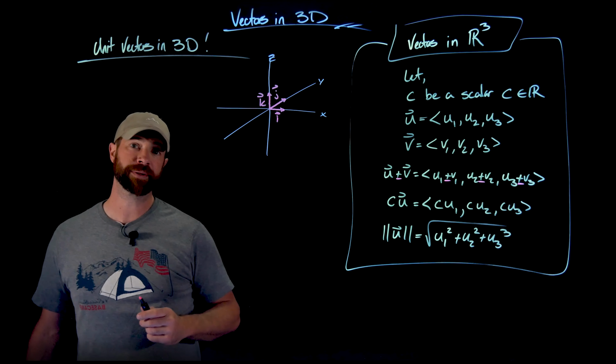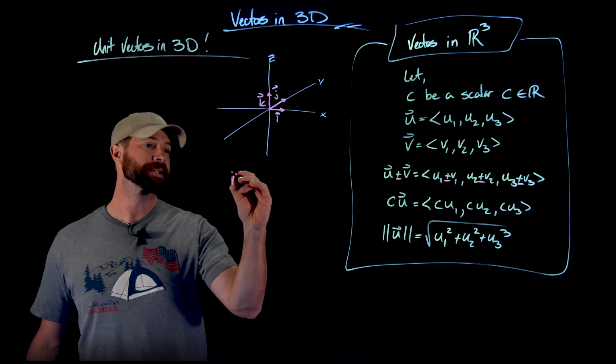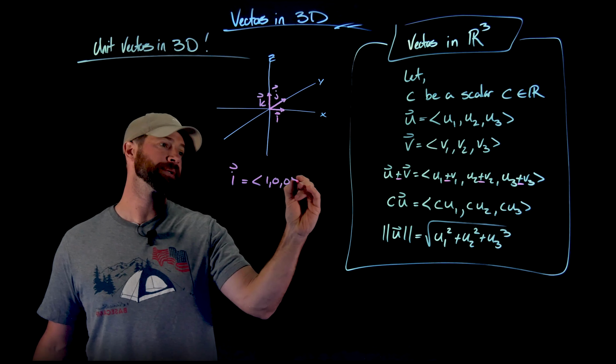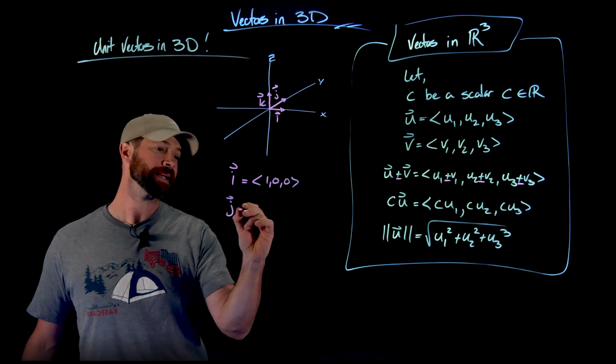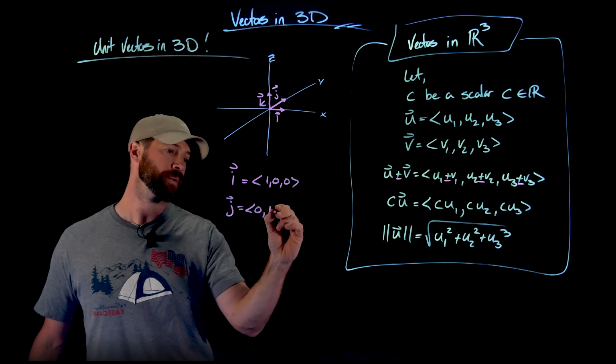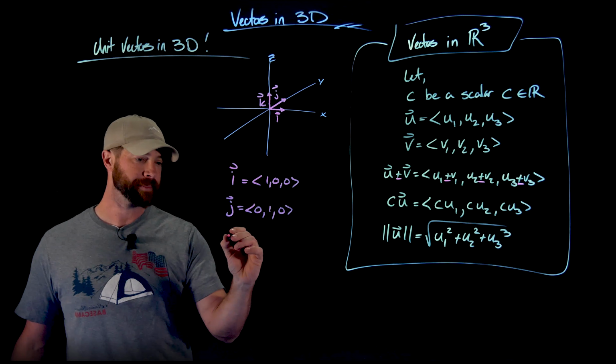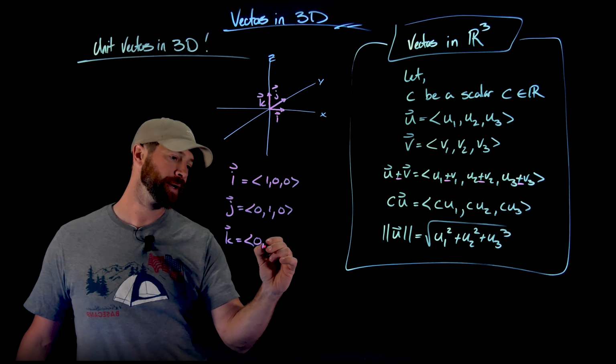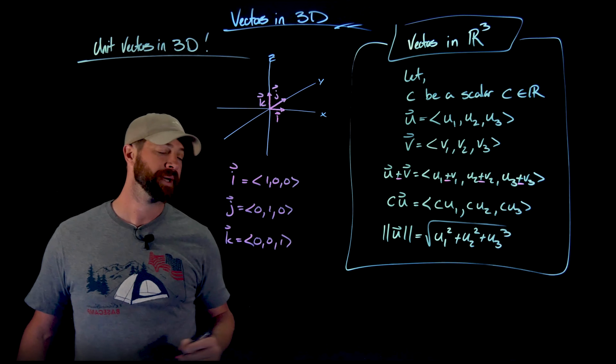In other words, i is simply in component form (1, 0, 0). j is in component form (0, 1, 0). And I'm sure you're getting the idea right here. k then would be (0, 0, 1).